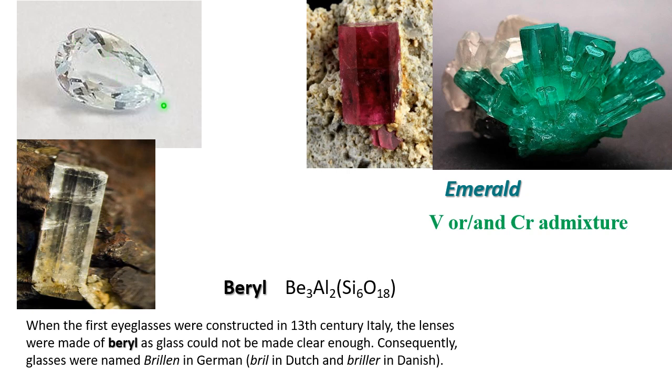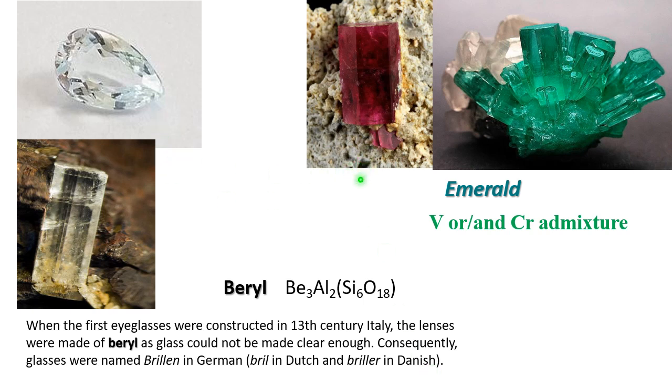They were among the clearest known crystals, so the first eyeglasses, when they were constructed in 13th century, the lenses were made of beryl, because at that time humans could not make glass clear enough. Because of that, name of glass is still related to beryl, brillen in German, brill in Dutch, and briller in Danish.